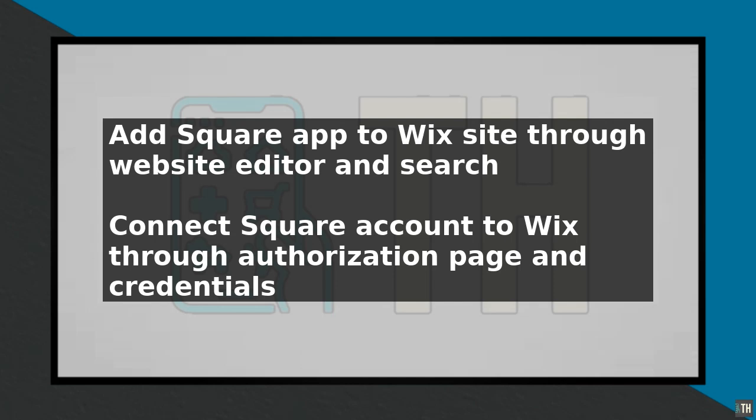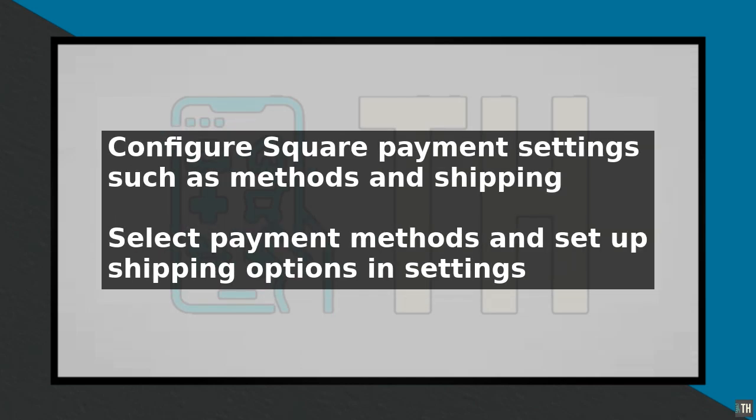Now, click on the Square app you just added to your site and select Settings. Here, you can configure your Square payment settings such as selecting the payment methods you want to accept and setting up shipping options.